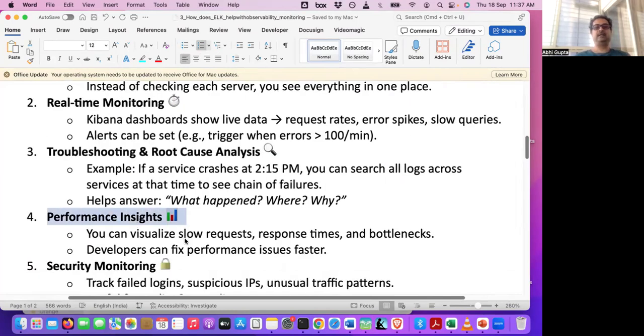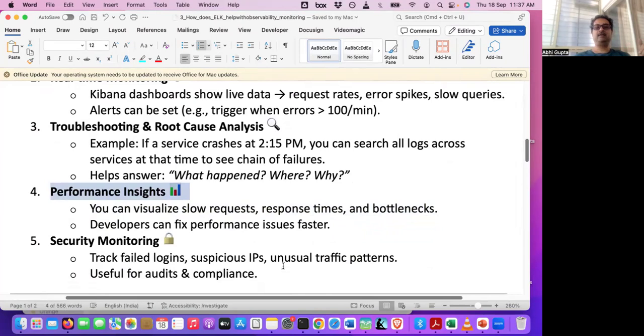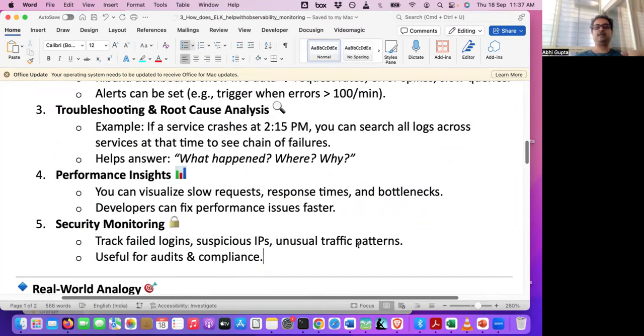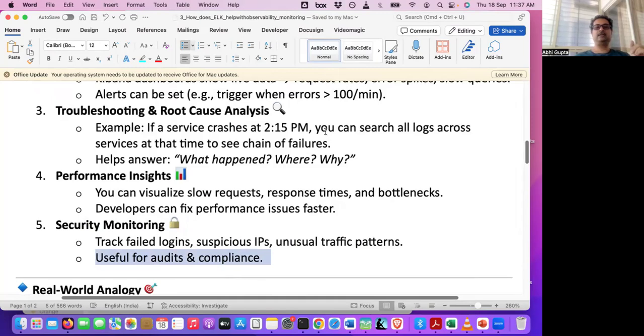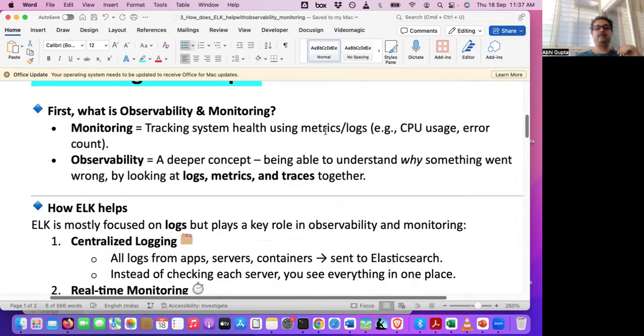Then performance insights. You can visualize slow requests, response time, and bottlenecks. For some reason, the API response is very slow. Instead of 1 second, it's taking maybe 10 seconds to reply. Or system bottlenecks. Those insights can also be seen from this. Security monitoring: track failed logins, suspicious IPs, unusual traffic patterns. All these things, it's like a theft only, right? So this kind of security monitoring you can also do, useful for audits and compliance. So these are the benefits of how ELK helps in observability and monitoring in DevOps.